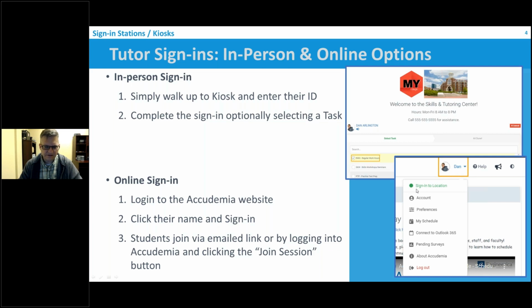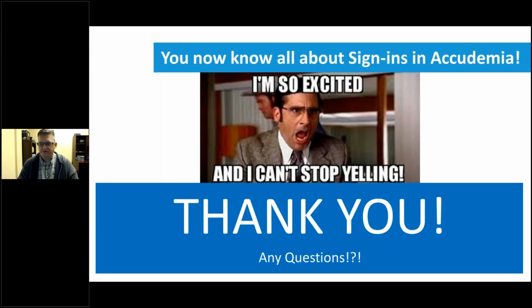Now, signing in online, when they're logged into the backend, like you are as an admin normally, they would just click on their name and there's a sign into location. So once they click on that, it's going to ask what location, if you have multiple locations. And once they pick the location, they might be asked for a task as well, if you have that set up. But once that's done, they're going to be signed in. So they'll get a green confirmation message to say they've either signed in or signed out successfully. And that's it. So now you know everything about sign-ins in Accudemia.